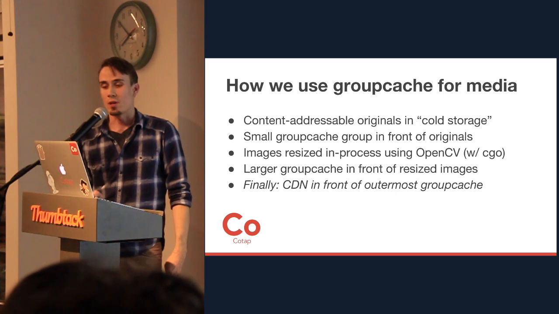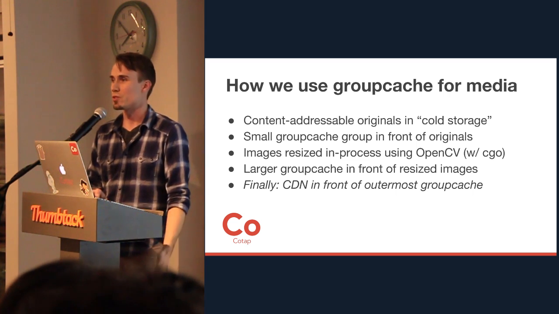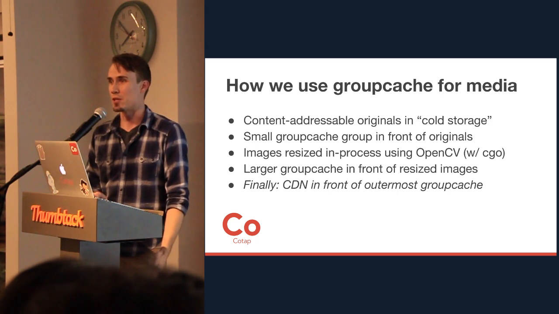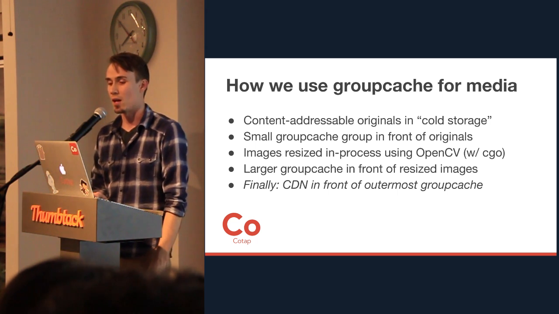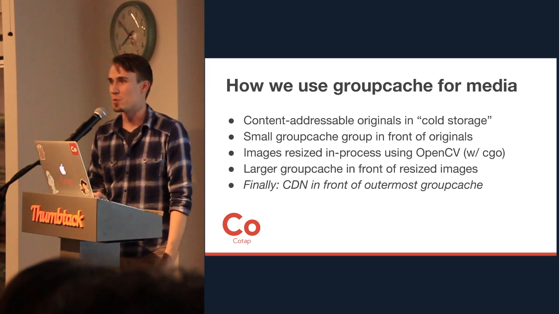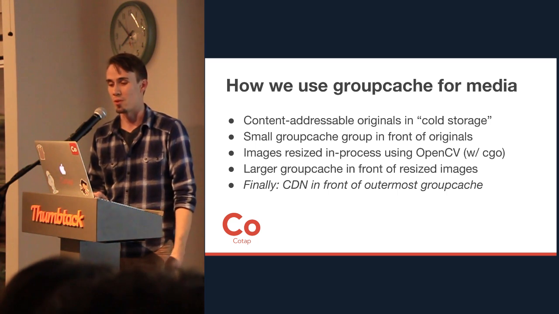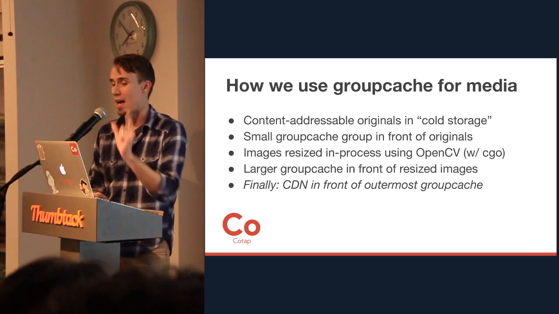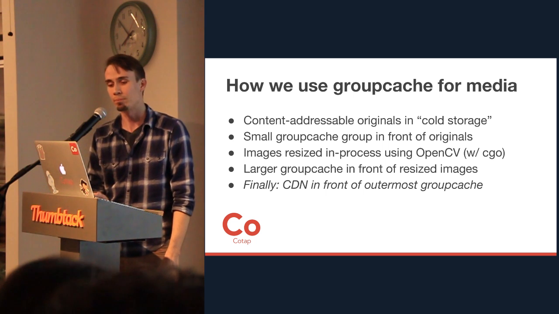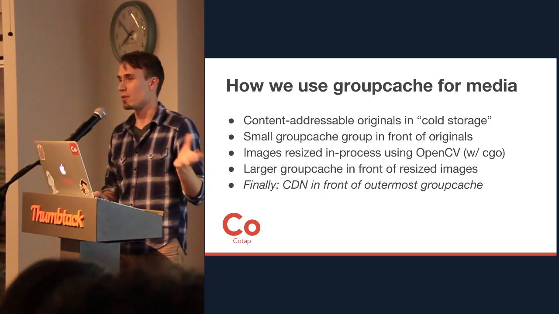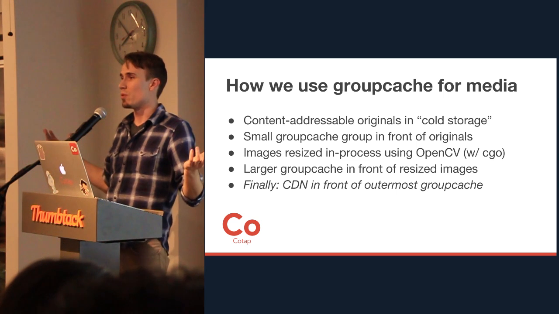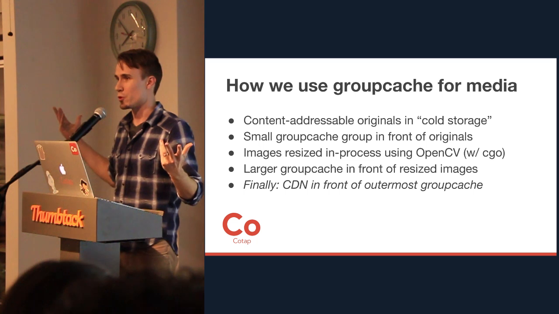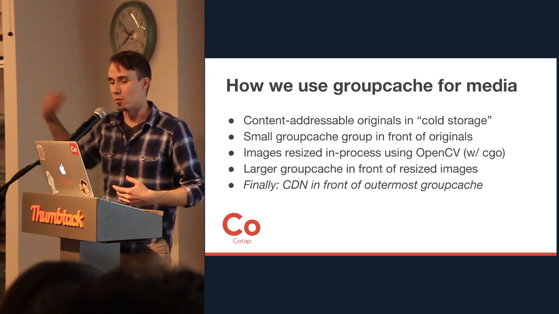We actually decided to use content addressable storage, so we just calculate the hash of the data that we're storing. That way it's easy to make sure that we have unique keys for all of the originals, and we don't need to store the original name, so this also keeps it a little bit obscure. So we keep those in cold storage and just have the hash of the content as the key. Then we have a small groupcache group in front of those originals, so that if you have multiple clients with different resolutions, that original is in memory, and we can resize for those multiple resolutions very quickly. We don't have to go back to the cold storage.